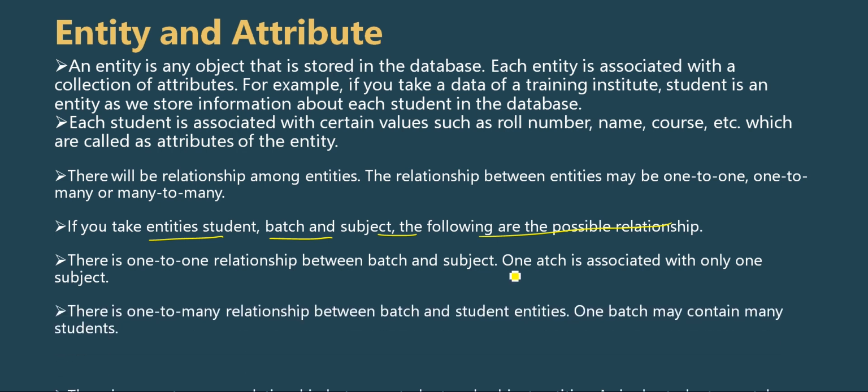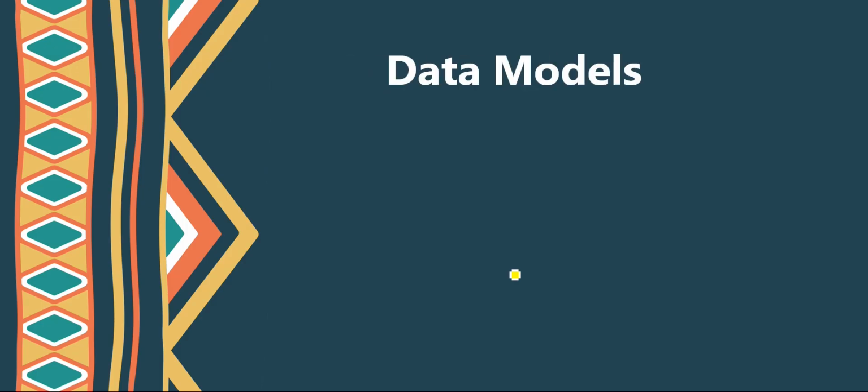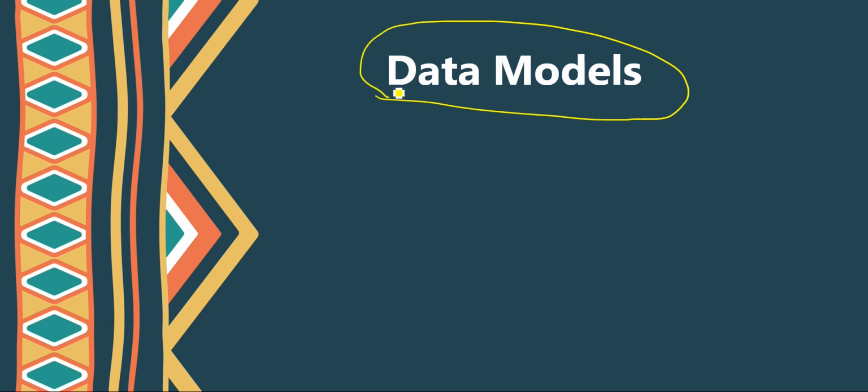So we already have understood about this. Now, what are data models? If you search this term, data model, on the internet, you are going to find n number of different models. What are models, first of all?